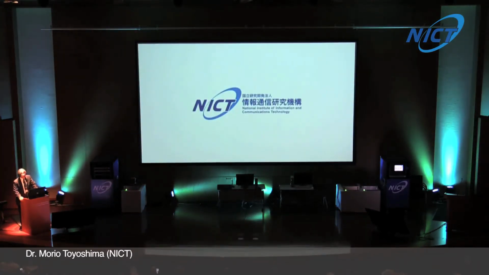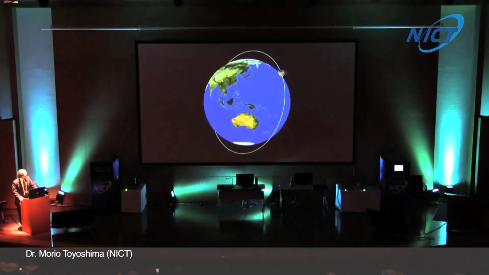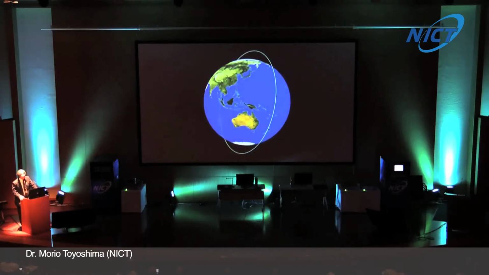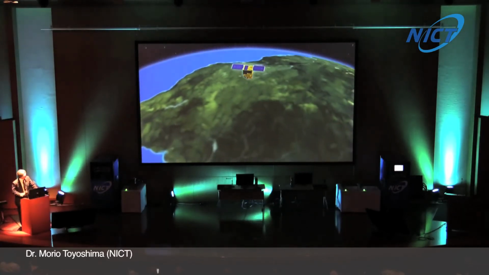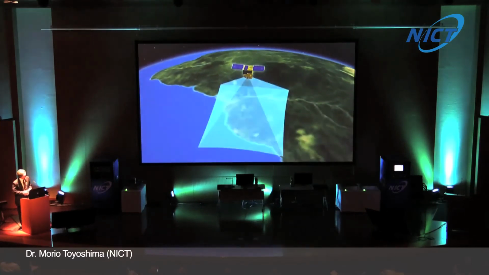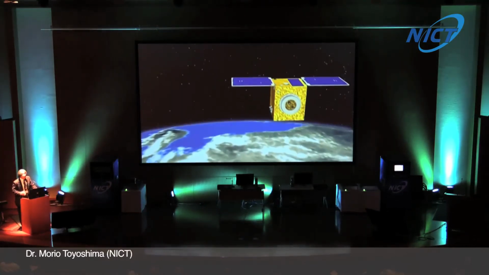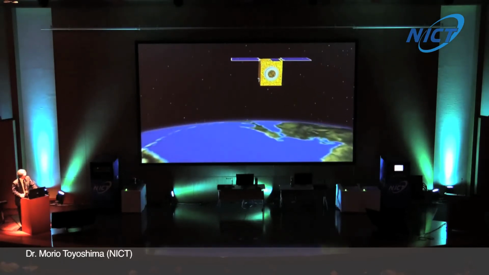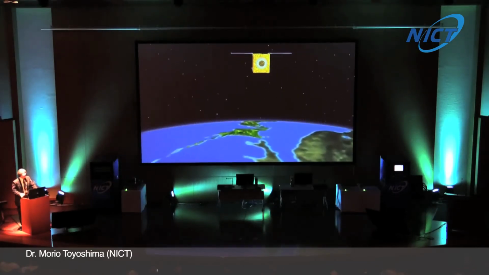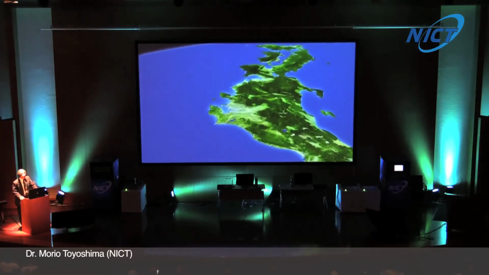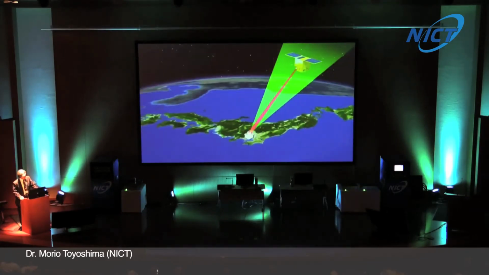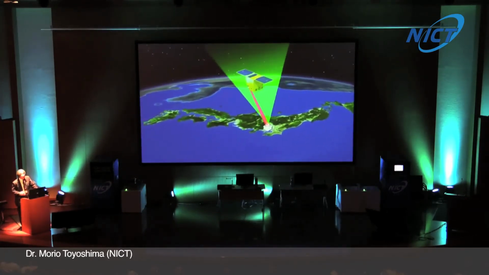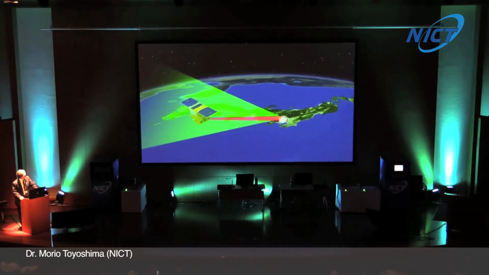So I'll show the video first. We developed a really small laser communication terminal on board a 50 kilogram class microsatellite, which is now orbiting in low Earth orbit. We also developed a small onboard camera like this. We want to send the image taken by the onboard camera via optical link. So we are now conducting a laser communication experiment between the optical ground station and the microsatellite.